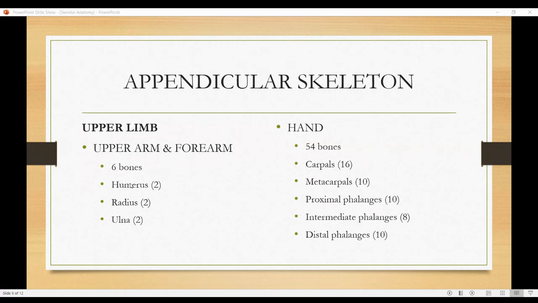And then moving down to the far more intricate wrist and hand, which is 54 bones total, 16 carpal bones, 10 metacarpals, forming the palm of the hand. The carpals are the wrists, the metacarpals form the palm of the hand, and then the phalanges are the fingers. So you have 10 proximal phalanges, 8 intermediate phalanges, and 10 distal phalanges. And I'll challenge you to figure out which fingers don't have intermediate phalanges. That should be a test question.